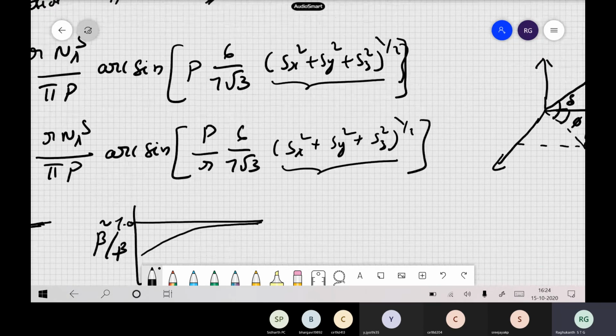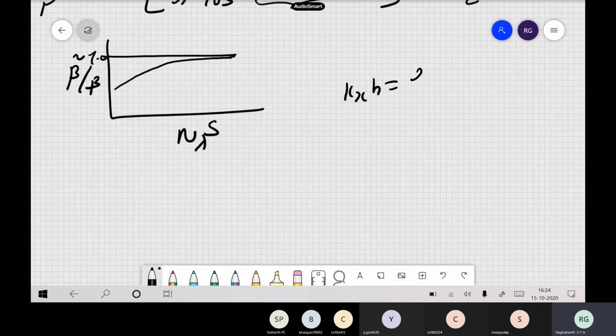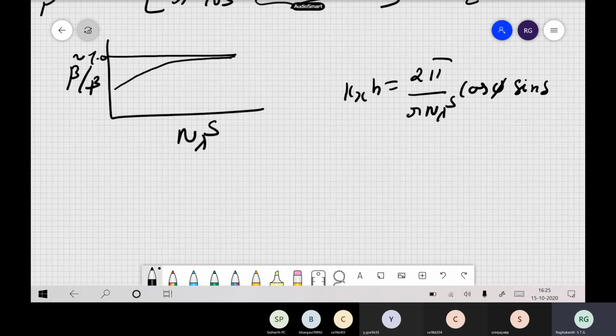So you can convert sx, sy, sz in terms of cos phi, sin delta kind of a thing. For example, kx into h is 2 pi by n lambda s cos phi sin delta. So you can plot in terms of angles, that means at what angle the wave is propagating. I told you, the wave can go in this direction, like 90-degree wave, 0-degree wave, 45-degree wave. Now in 3D, the wave can go in two angles. So you can write in terms of angles, and you can plot also.